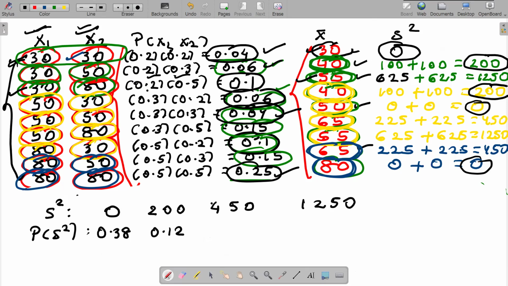450. We have a 450 here. 0.15 is the probability corresponding to it. Do we have another 450? Yes, here. Again, we have 0.15. How much is 0.15 plus 0.15? It is 0.3. So that means I can erase this off and I can just write 0.3.